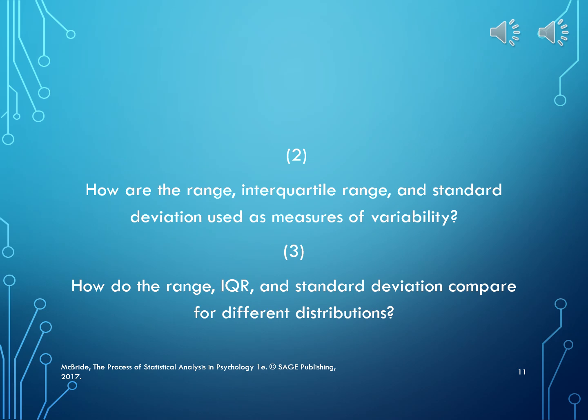All right, let's move on to learning objective 2, which is how are the range, interquartile range, and standard deviation used as measures of variability? You'll notice that just like measures of central tendency, there are multiple measures of variability, and the most common ones are range, interquartile range, and standard deviation. We'll also talk a little bit about a measure called variance, which is directly related to standard deviation, at the end of the lecture. We're also going to talk about how the range, interquartile range, and standard deviation compare for different distributions.